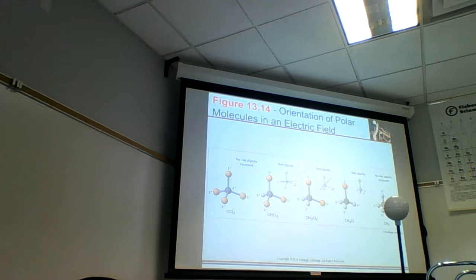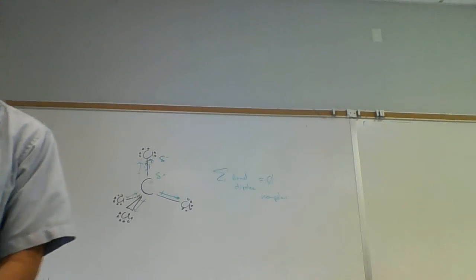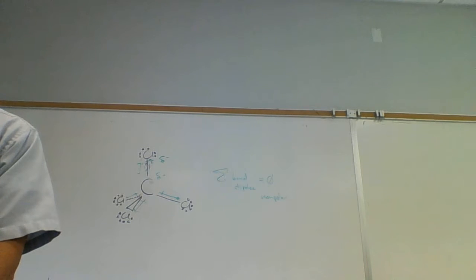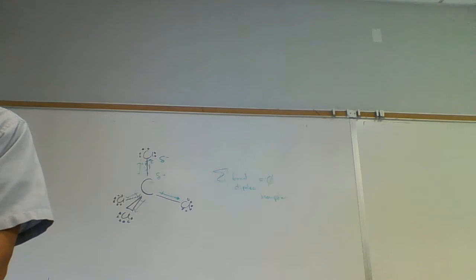This is a very dense oil. Do you know what the name of this compound is? CCl4, carbon tetrachloride. Carbon tetrachloride is dense. It sinks in water rather than floating like oil, but carbon tetrachloride and water don't mix.